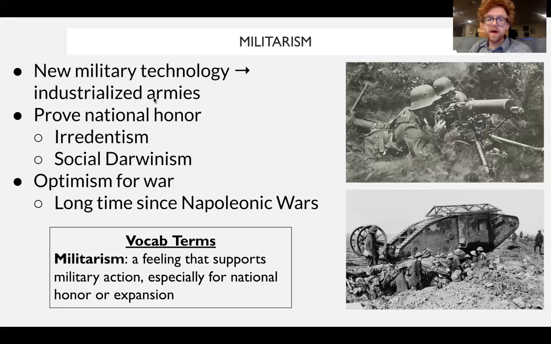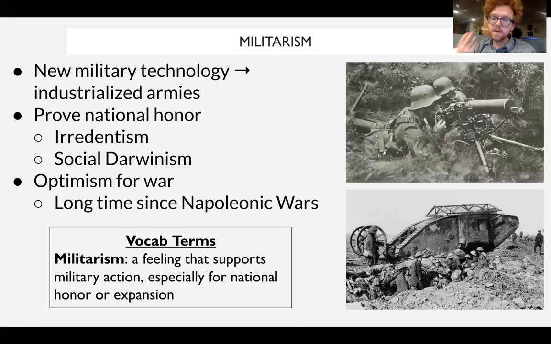But you also have the influence of these 2 things right here. This notion of proving national honor. We talked about in the last presentation that idea of irredentism, that some land rightfully belongs to some countries. If we use France as an example of irredentism, they believe Alsace-Lorraine, which the Germans have, rightfully belongs to the French.